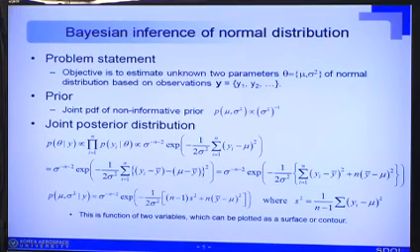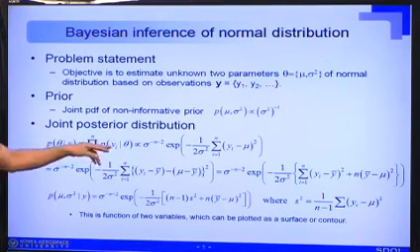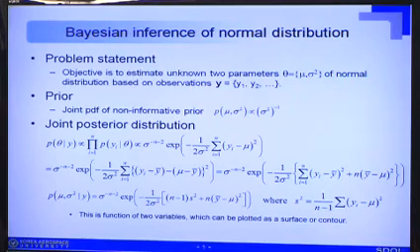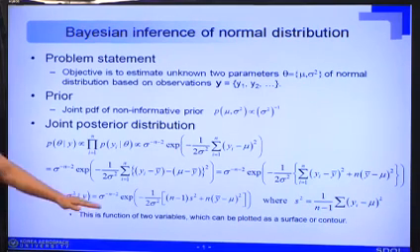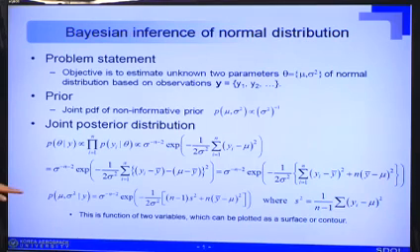Then the joint posterior distribution is obtained by multiplying all the individual likelihoods, which is shown in this equation. So multiplication of each individual likelihood, and go through the process and rearrange in terms of the unknown two parameters, which are mu and sigma square. And at the end, we have this form of equation. So this is the posterior distribution for the two parameters, mu and sigma square.